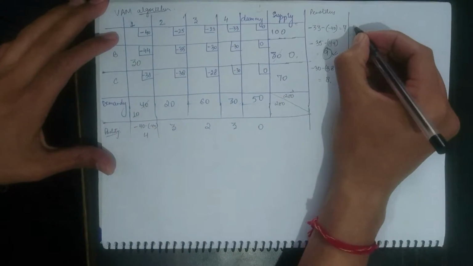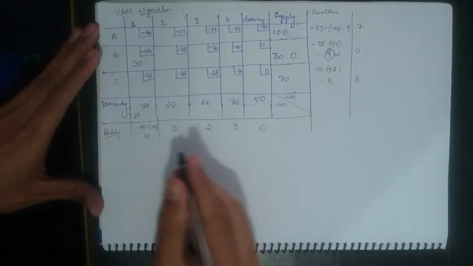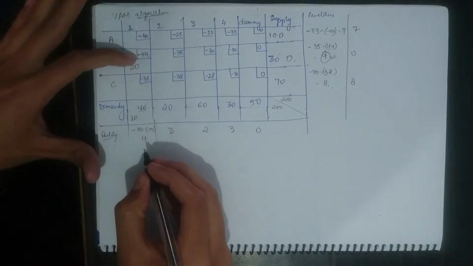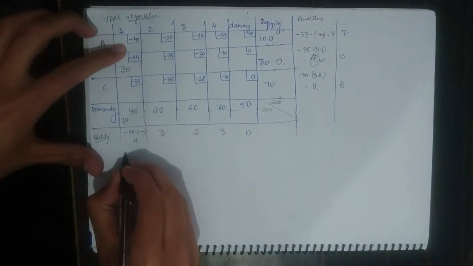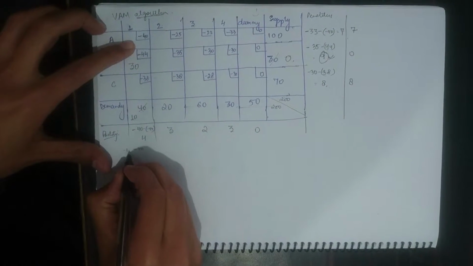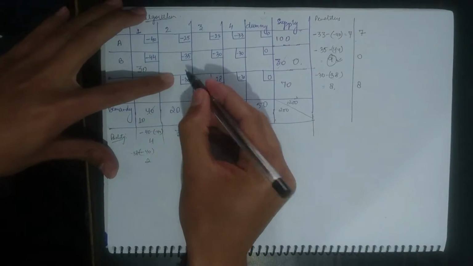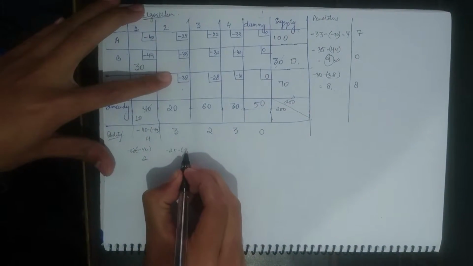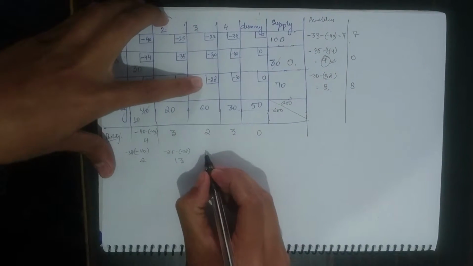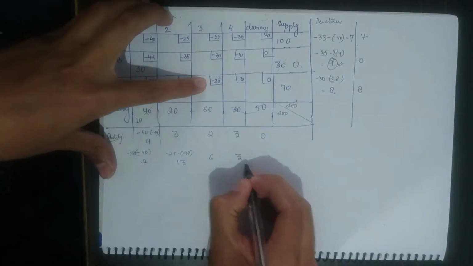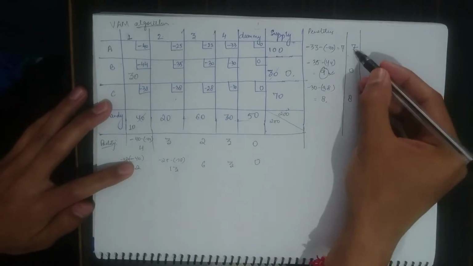It will have no effect here and here. The penalty is 0 here because the supply is met. The penalty here is 0 because this row has kind of vanished right now. Okay, so we are left with minus 40 minus 38 minus 40, which is 2, minus 25 minus 38, which is 13, and 6, 3 and 0. Okay, so we have penalties 2, 13, 6, 3, 0, 7, 0, 8.